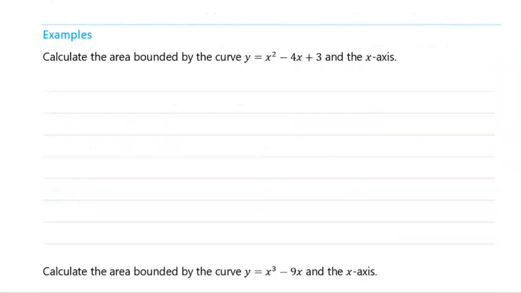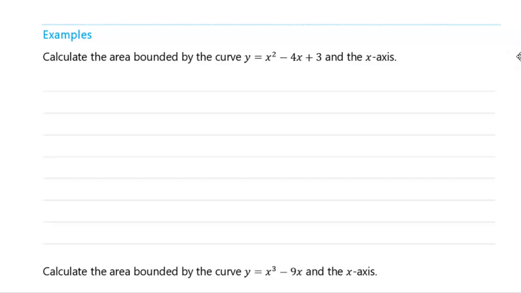Okay, let's actually do an example of this. We want to find the area bounded by the curve y equals x squared minus 4x plus 3. In order to do this, you could graph it to see where it goes above or below, but we're going to use our CAS for this one, and we'll look at different ways we could put that in the CAS.